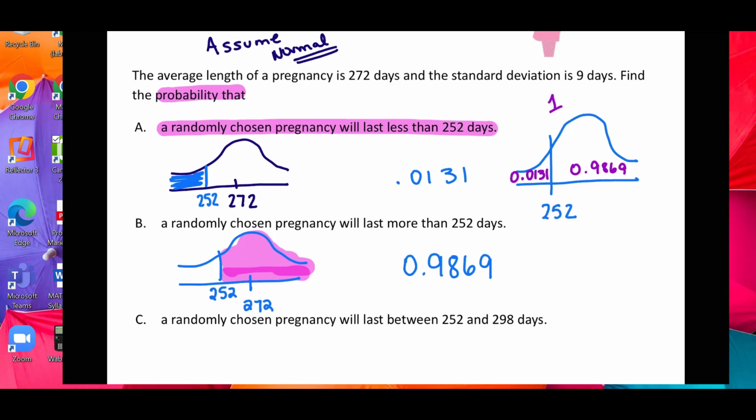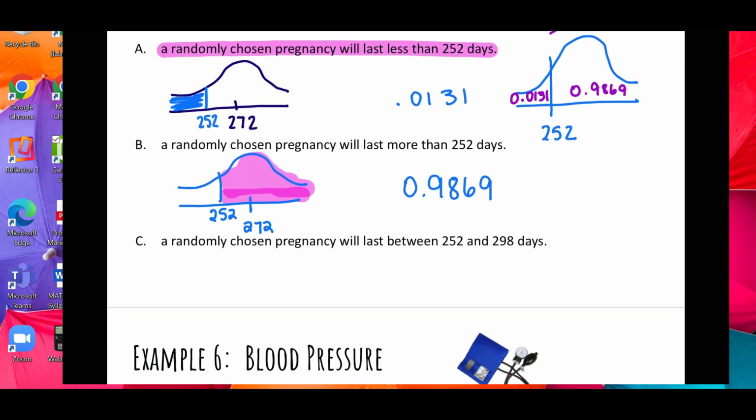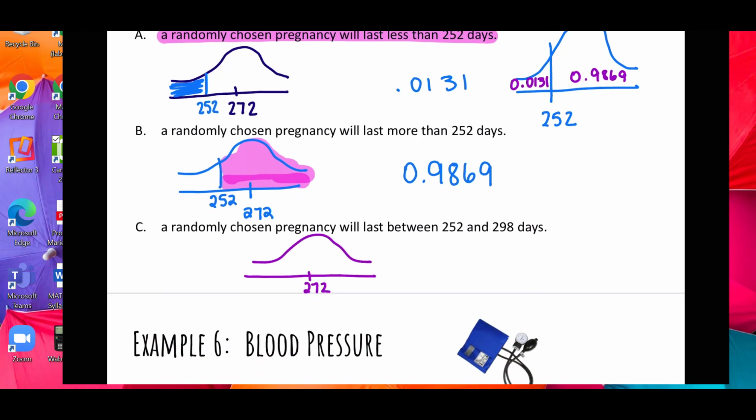All right, so let's do a different one. A randomly chosen pregnancy will last between 252 and 298 days. So again, 272 is in the middle, and then 252 is somewhere over here on the left. Again, it doesn't have to be perfect, just estimate it, eyeball it. 298 is somewhere over here. And we want to find the probability that a randomly chosen pregnancy will last between 252 and 298 days. So to find that probability, we're finding the area between those two numbers.